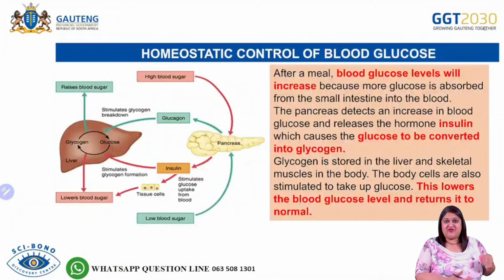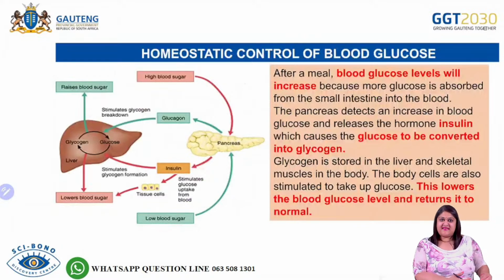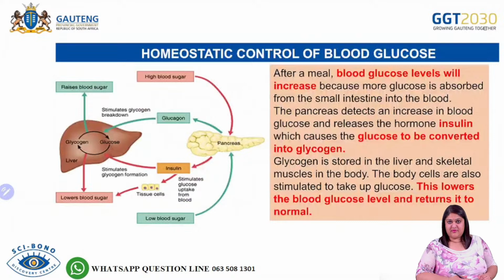The pancreas is now going to detect this increase in the glucose levels, and it's going to release the hormone insulin. And insulin is going to cause the excess glucose to be converted into glycogen. Glycogen is then stored in the liver and the skeletal muscles of the body. The body cells are also stimulated to take up glucose. This lowers the blood glucose level and returns it to normal, because now that excess glucose is converted into glycogen stored in the liver and the skeletal muscles.